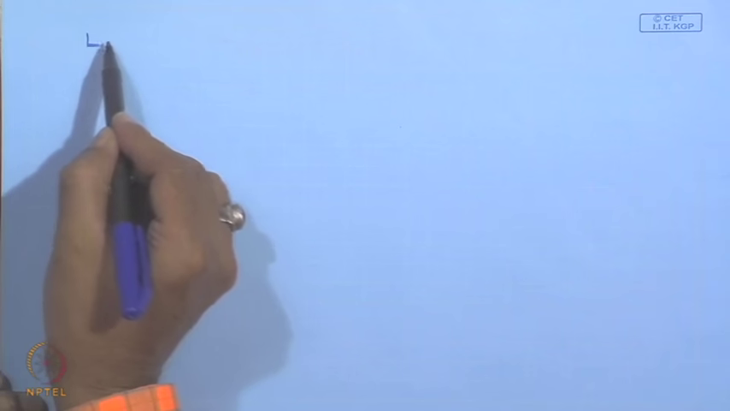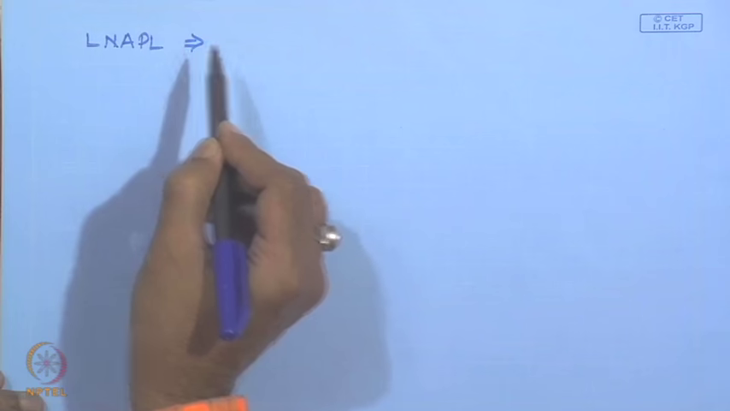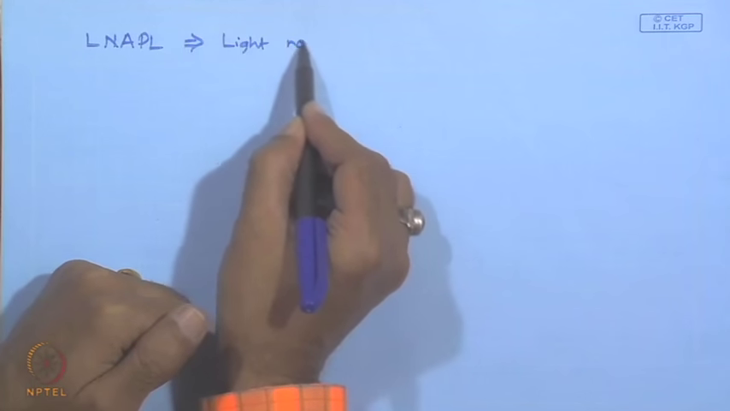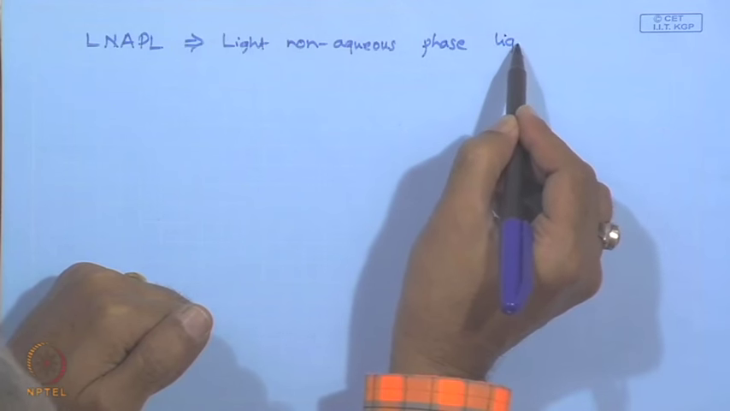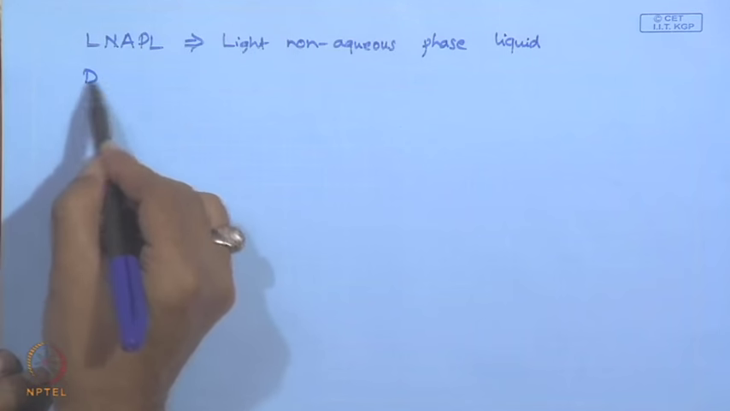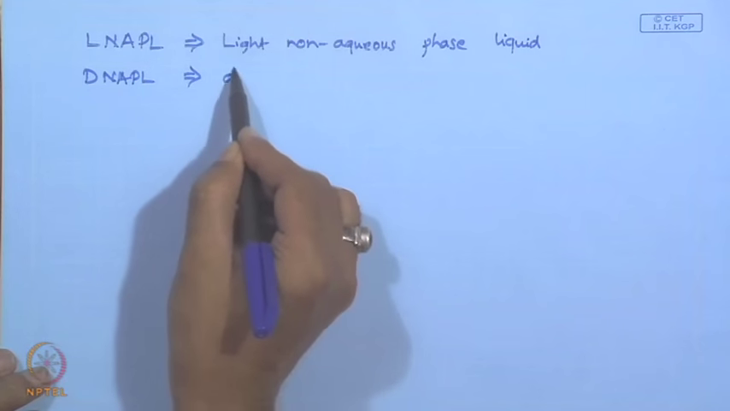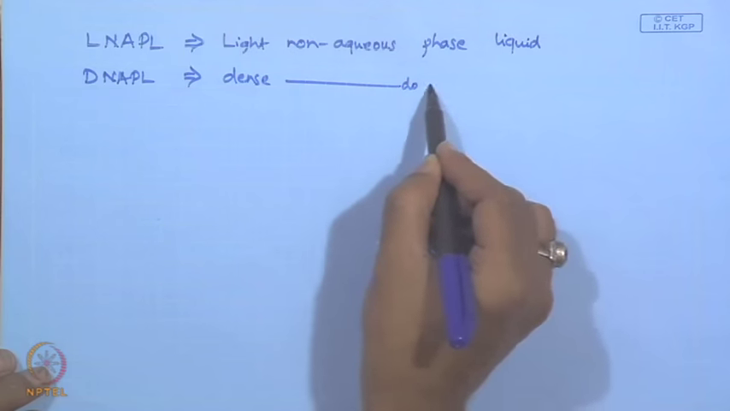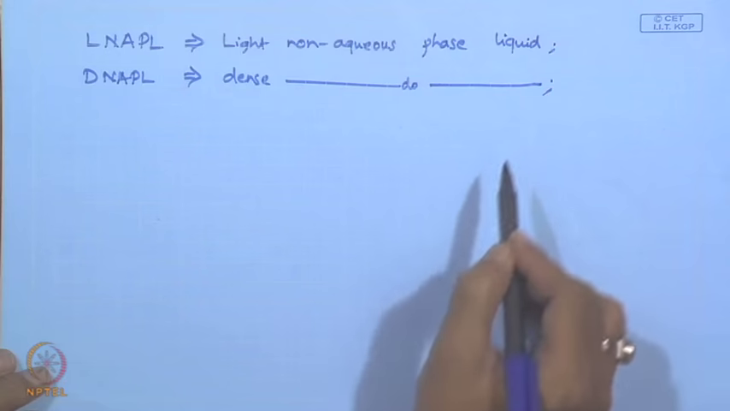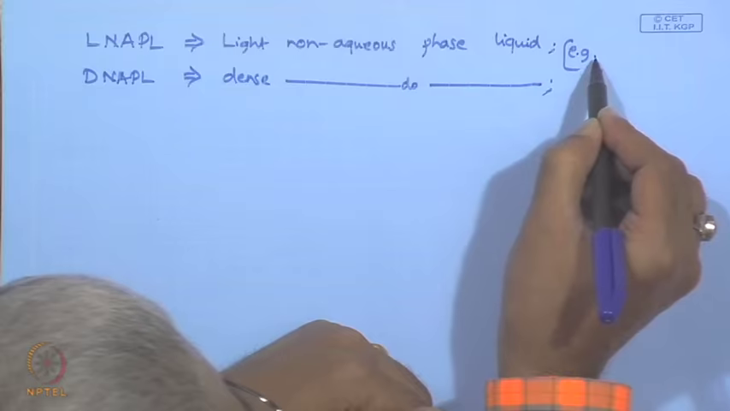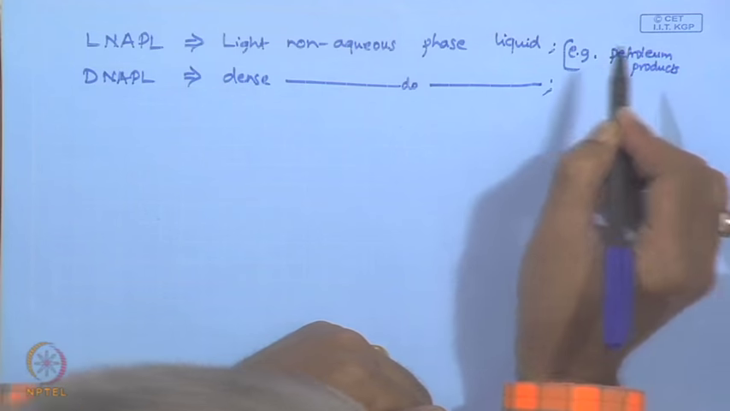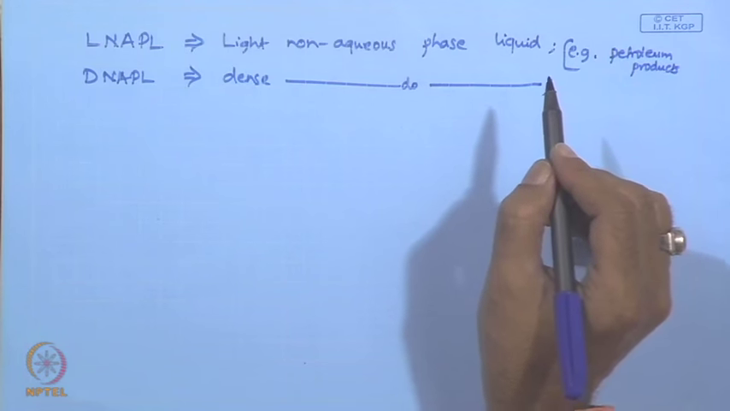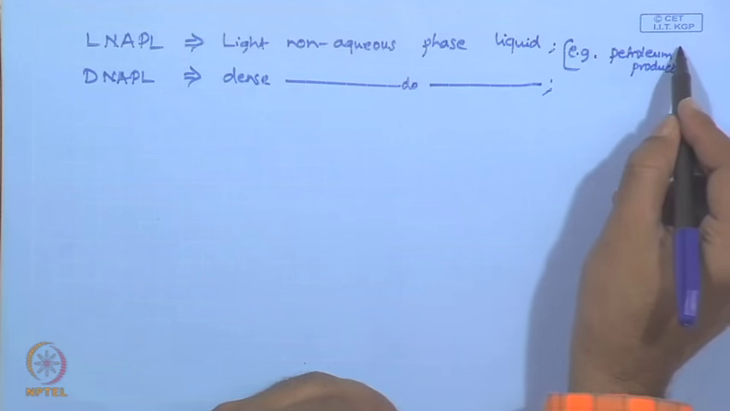Here, LNAPL is light non-aqueous phase liquid. Similarly, DNAPL is dense non-aqueous phase liquid. For LNAPL, you can give the example of petroleum products, crude oil, etcetera.